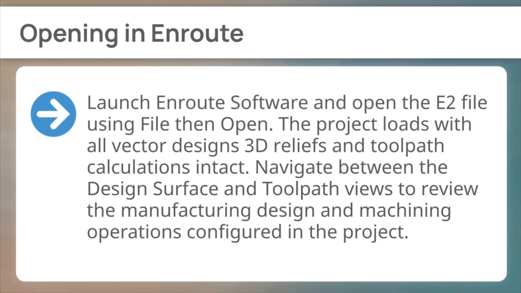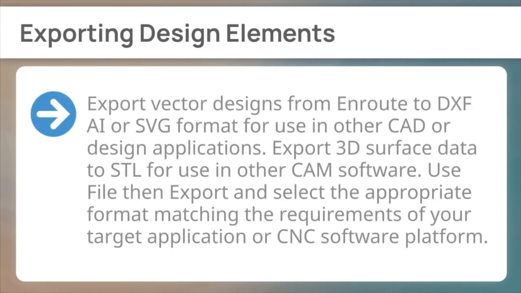Navigate between the design surface and toolpath views to review the manufacturing design and machining operations configured in the project. Next, exporting design elements. Export vector designs from Enroute to DXF, AI, or SVG format for use in other CAD or design applications. Export 3D surface data to STL for use in other CAM software. Use File, then Export, and select the appropriate format matching the requirements of your target application or CNC software platform.